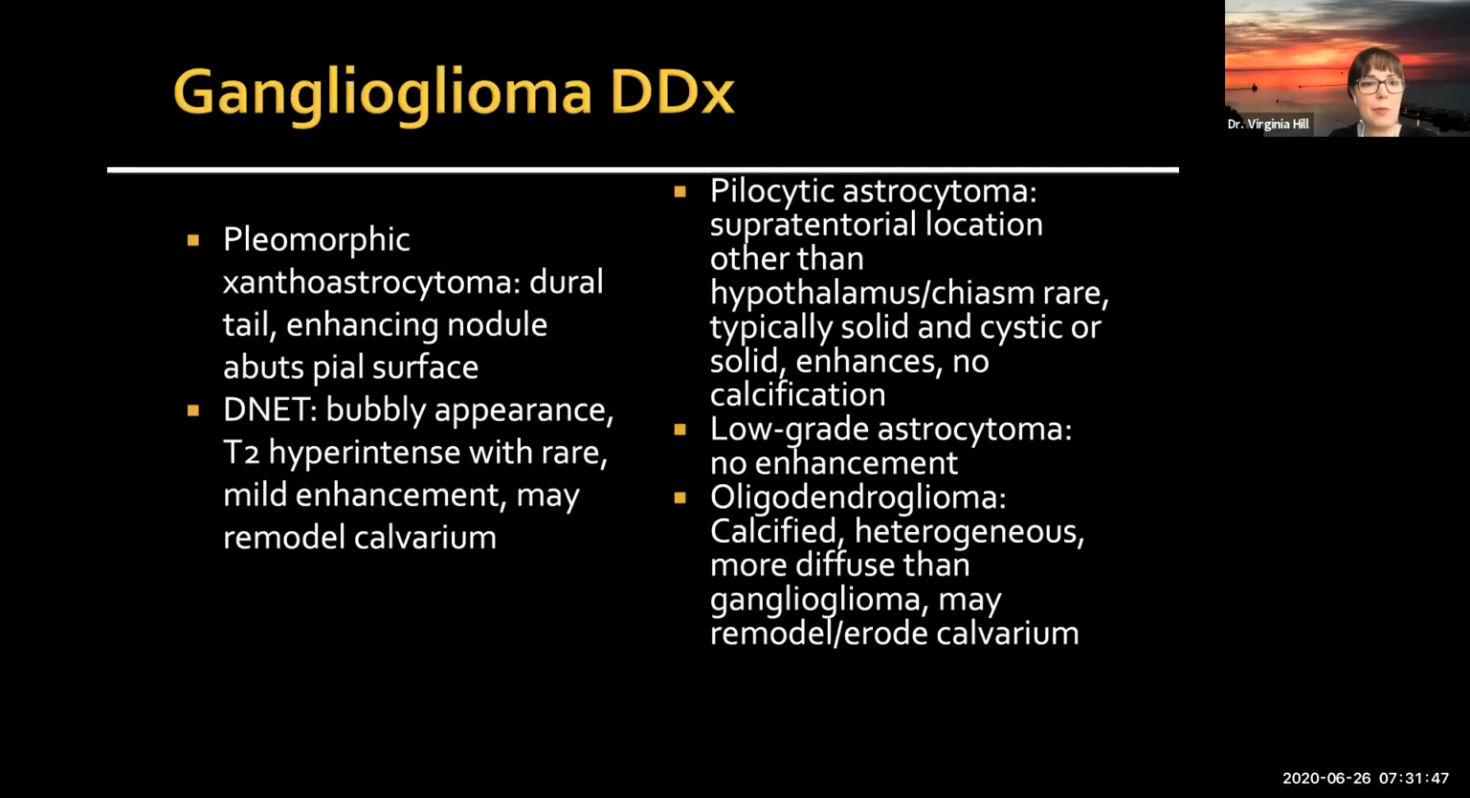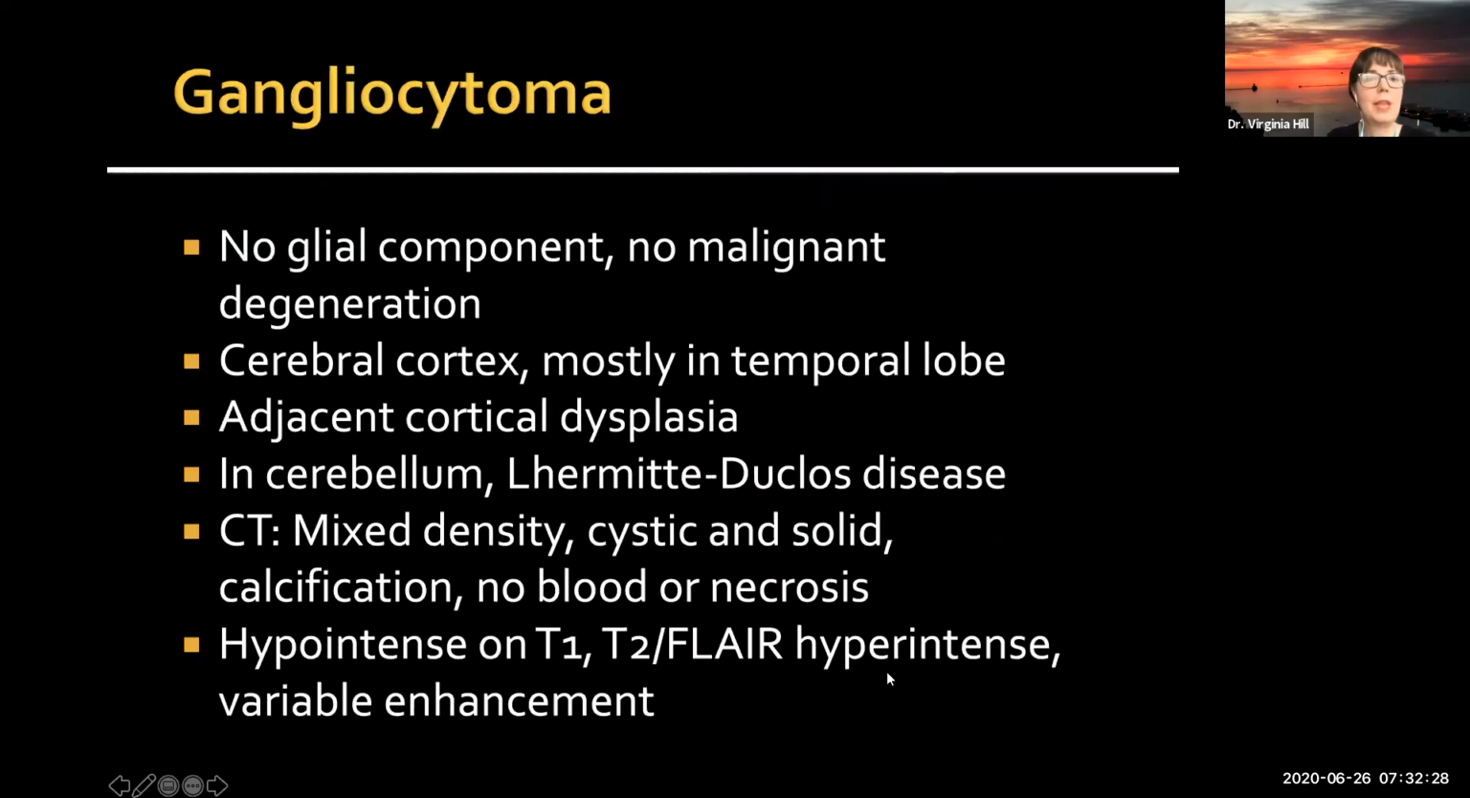So as we've already talked about pleomorphic xanthoastrocytoma, which look very similar, some ways to differentiate are that the PXA can have a dural tail with an enhancing nodule that abuts the pial surface. The DNET can have more of a bubbly appearance with T2 hyperintensity with rare mild enhancement and may remodel the calvarium. Pilocytic astrocytomas can also have a supratentorial location, are typically solid and cystic or solid with enhancement and no calcification. Low-grade astrocytomas often have no enhancement. Oligodendrogliomas can be calcified with heterogeneous, more diffuse enhancement than ganglioglioma and may remodel or erode the calvarium.